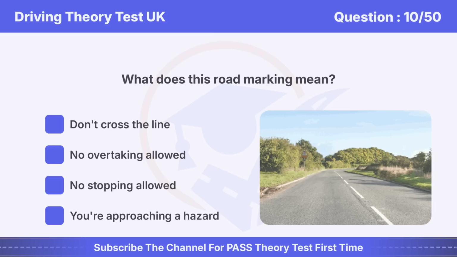Question 10. What does this road marking mean? Option A, don't cross the line. B, no overtaking allowed. C, no stopping allowed. D, you're approaching a hazard.